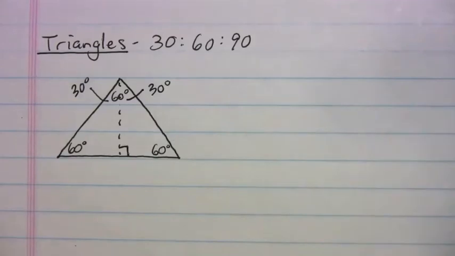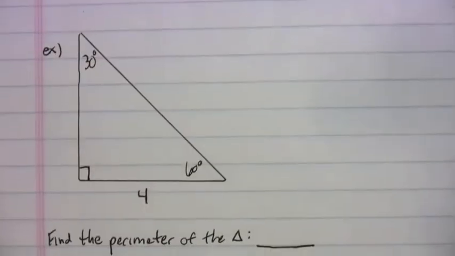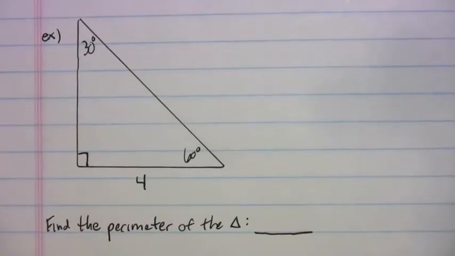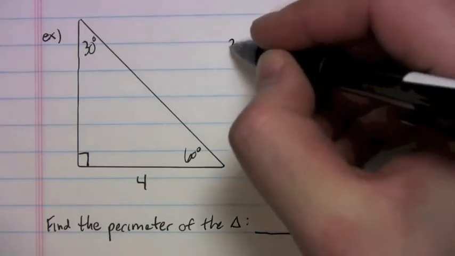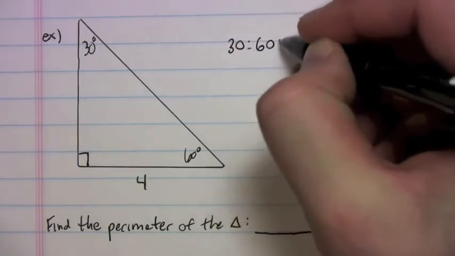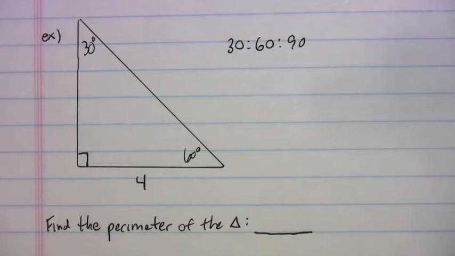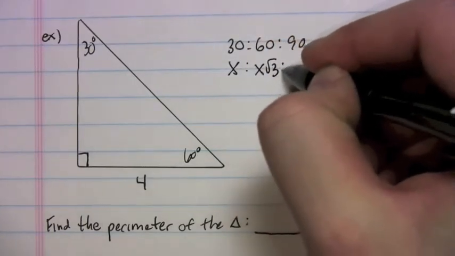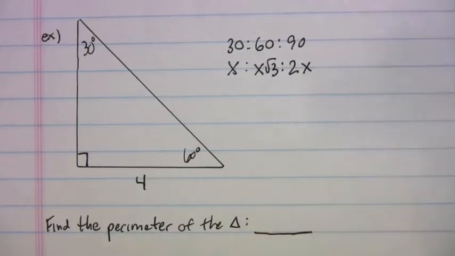Okay? Let's look at an example to make sure you know how to solve for the sides in a 30, 60, 90 triangle. Okay, so we've got this 30, 60, 90 triangle here, and I'm telling you that this side length is 4. How are you going to solve it? Well, come test day, on your paper, really important, you're going to write 30, 60, 90. Under it, you're going to write x, x radical 3, 2x. This is a ratio of the sides. You've got to have this memorized.